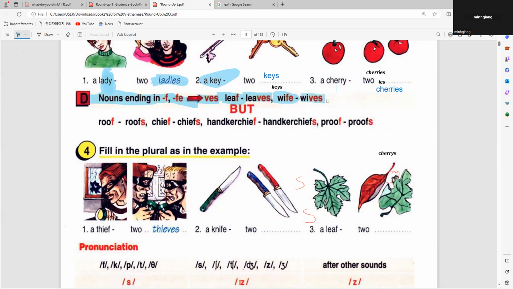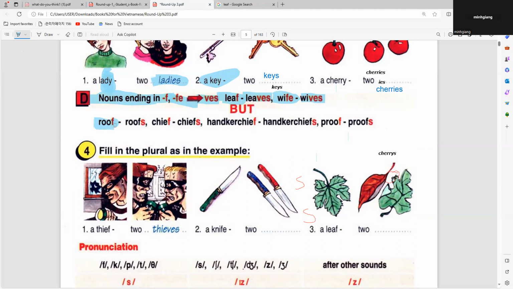That is F-E. You will change F-E into V-E-S. Live, you will change to V-E-S. Okay, I will type so that you can check also your message. Lives, and then wife, you will say wives, okay? Do you understand the teacher? Well, that's good. Okay, so let's have this one next.